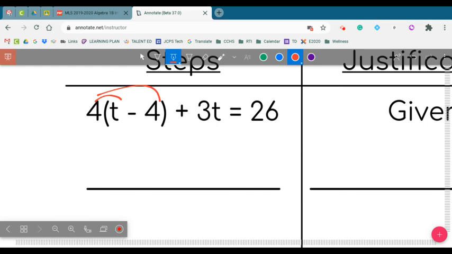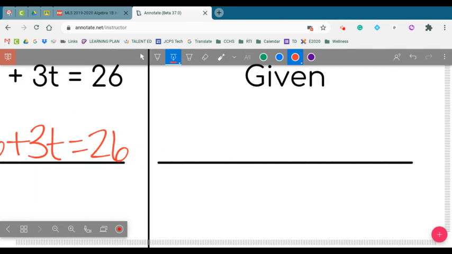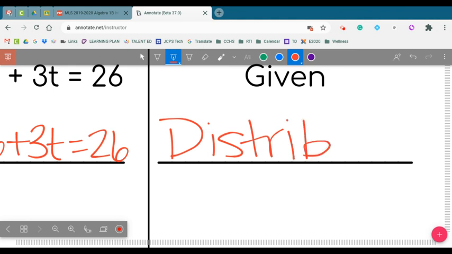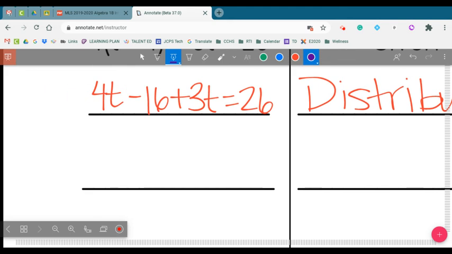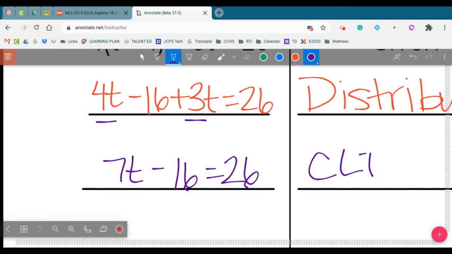First step, we're going to distribute. So we're going to get 4t minus 16 plus 3t equals 26. So our justification is distribute. Next step, we can combine like terms. 4t and 3t is going to give you 7t minus 16 equals 26. So I combined like terms. I'm going to abbreviate it.